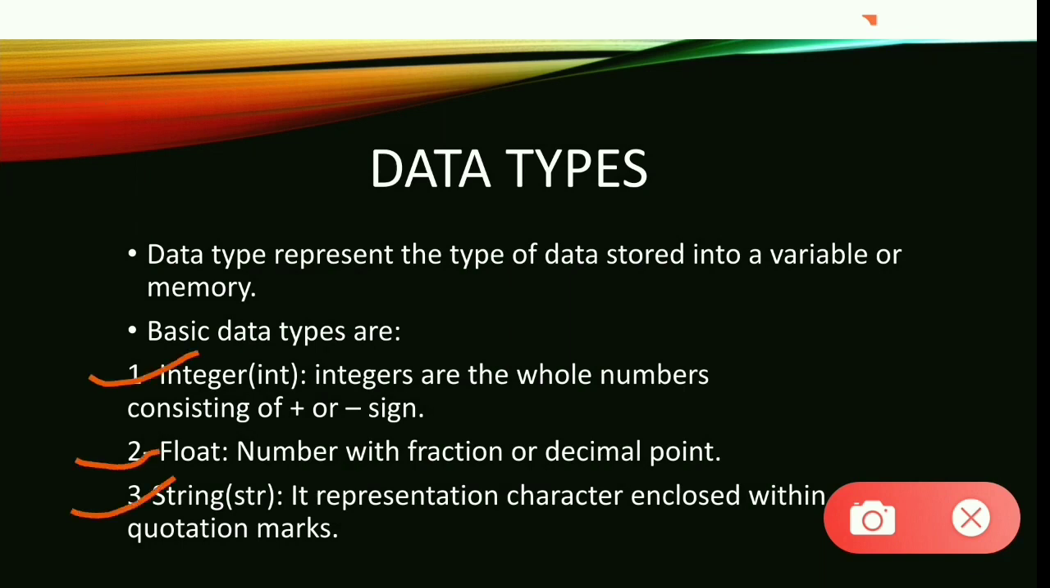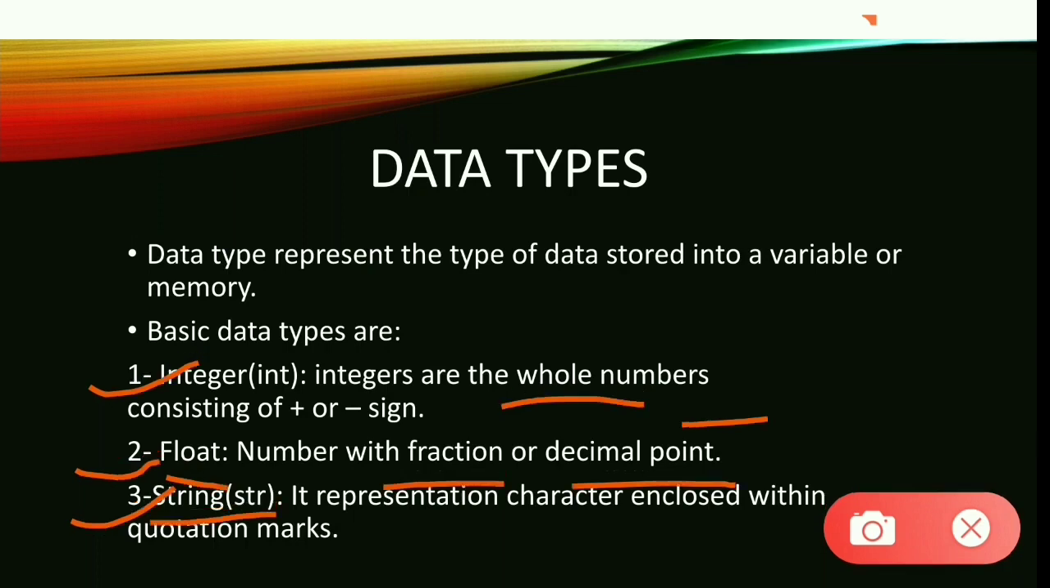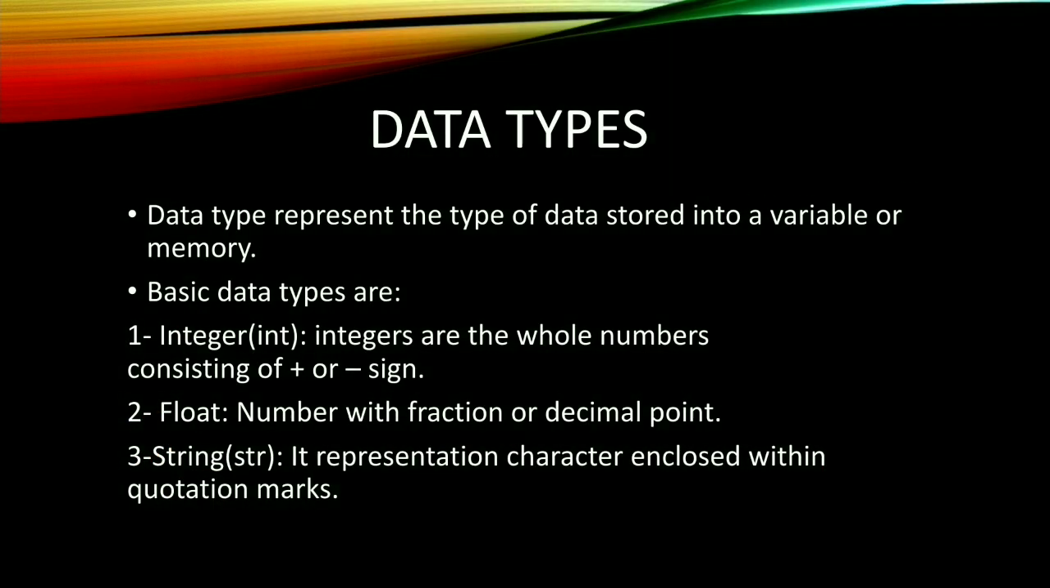In integer data type, it consists of whole numbers with a positive or negative sign, like 7500, minus 22, 0, 1000, 2000. It can be in the form of whole numbers. Okay. In float, numbers with a fraction or decimal point. Means in float data type we store values which are in fraction form or decimal form. In a string data type, it represents characters enclosed within quotation marks.